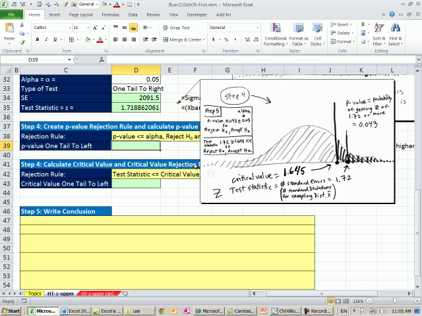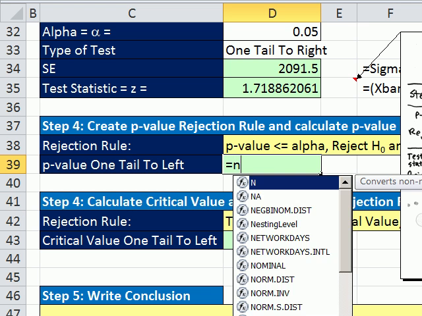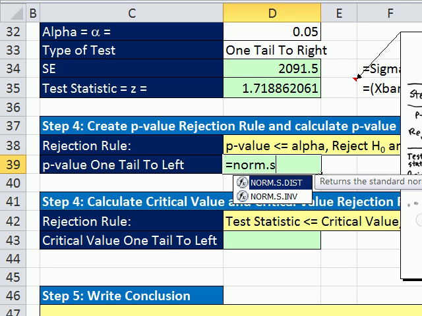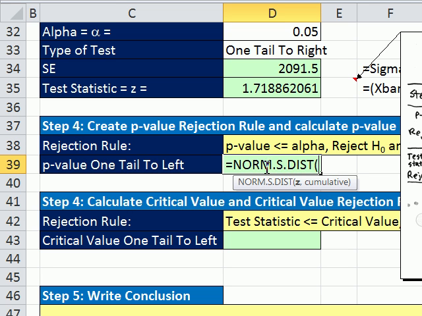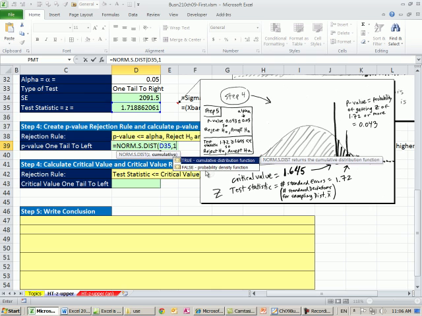Well, let's do the p-value first. We have our z, so we're going to do equals NORM.S.DIST. You give it a z. Remember, this is the S function, so you throw in a z, and it gives you the probability. Now, comma 1. The false or 0 is for charting. We want 1. And remember, how do these functions work? They always go from negative infinity up to the z you put in.